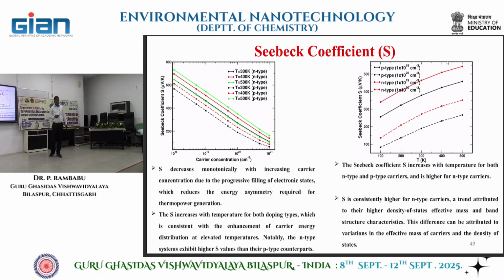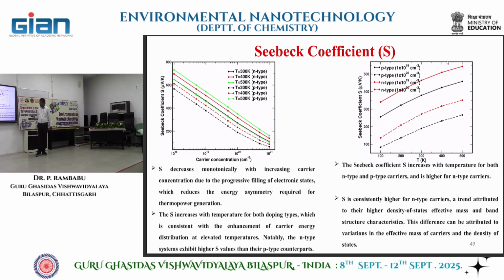And another important parameter is the Seebeck coefficient, which is placed in the numerator of the figure of merit. We can see that with carrier concentration, the Seebeck coefficient is decreasing, but with temperature, the Seebeck coefficient is increasing. And you can see that for n-type, the Seebeck coefficient is more, but for p-type, conductivity is more. So, finally, you may get a high ZT for p-type materials. Here we have given the reason. It increases with temperature for both n-type and p-type carriers, but for n-type, S is more.